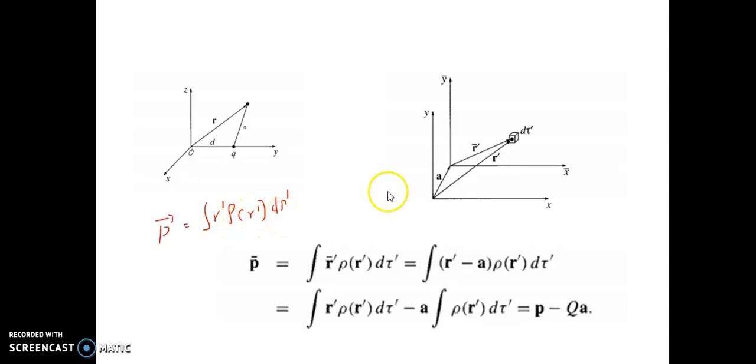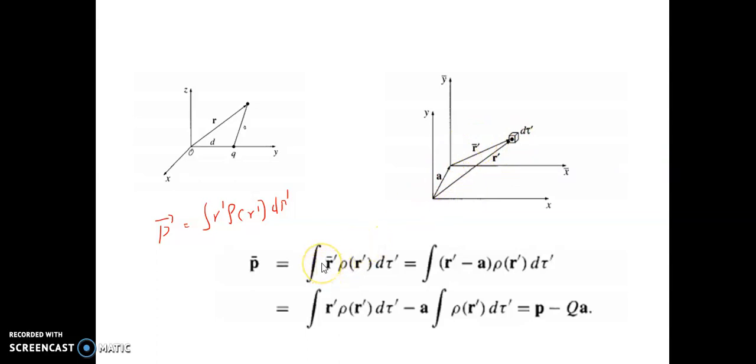When we shifted the origin by an amount a, instead of r prime we got r bar prime. Initially the distance to the d tau prime was r prime. So when we shift the origin by an amount a, the new distance is r bar prime. We can see that this r bar prime is vector r prime minus vector a. Okay, so that is this r bar prime.